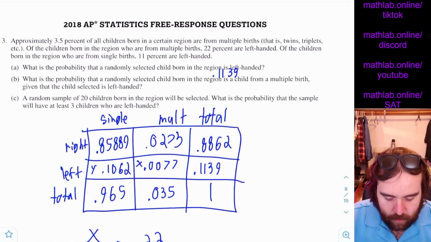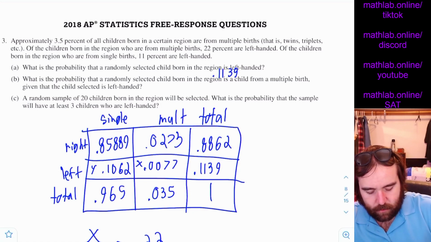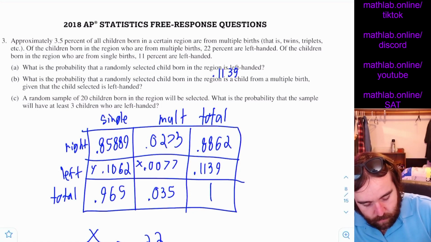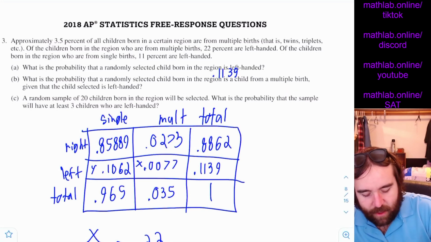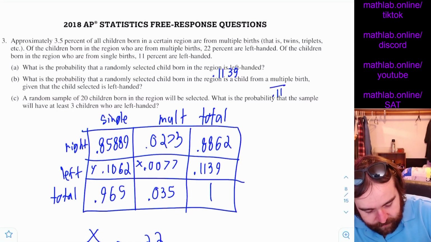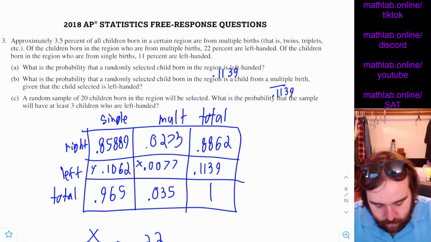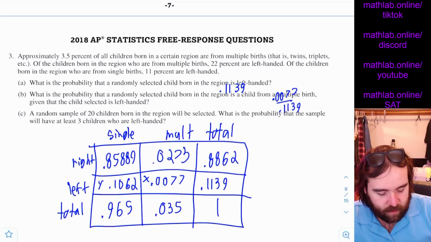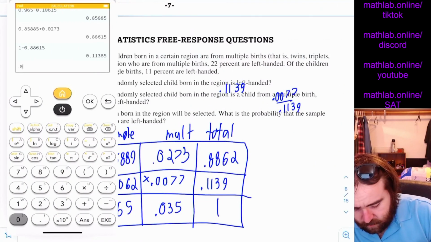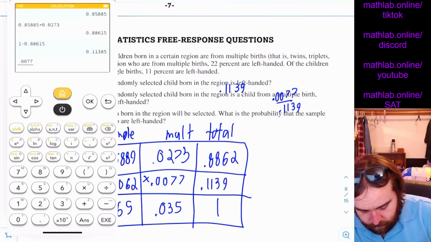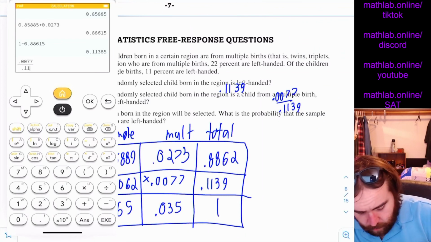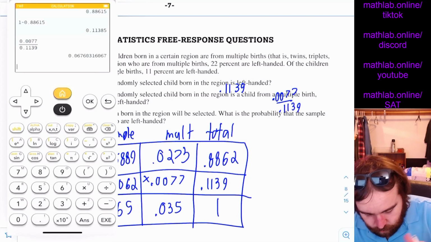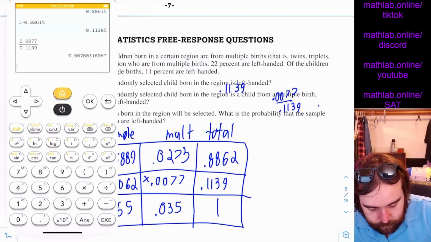What is the probability that a randomly selected child born in the region is a child from a multiple birth, given that the child is left-handed? Given that the child is left-handed, it's out of left-handers. It's out of this 0.1139. But what do we want? We want multiple births. 0.0077 out of 0.1139. Boom. About 6%.